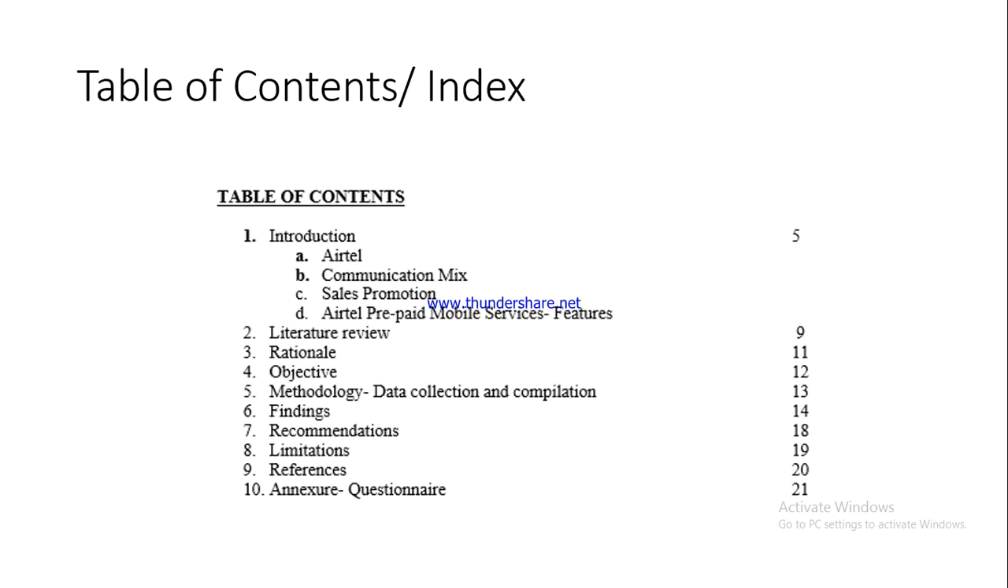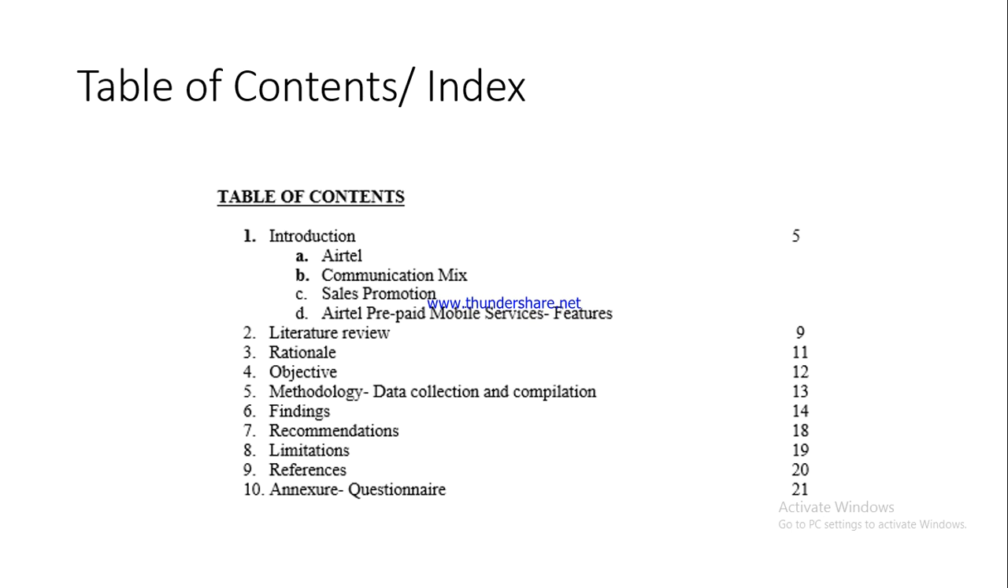Now this is the table of contents. You know already what table of contents basically means. You have to mention all the contents which are part of the report, and against them you have to mention the specific page numbers. So this has been given here.